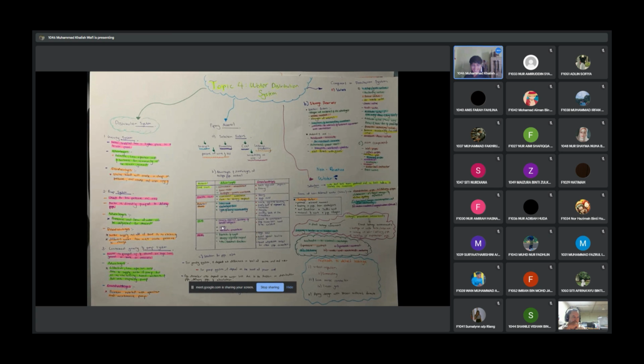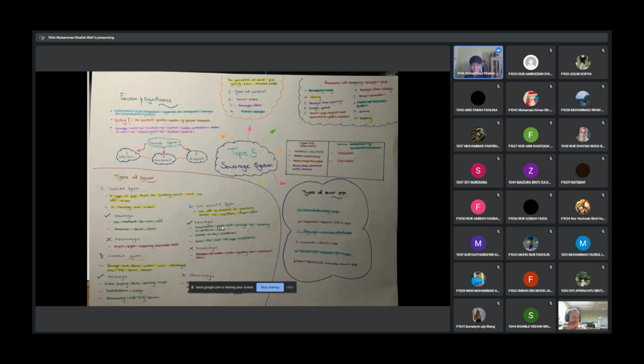The first one is pressure control. The second one is passive control. The third one is listening, and the last one is wastewater and combined metering. And we move to topic 5, sewerage system.